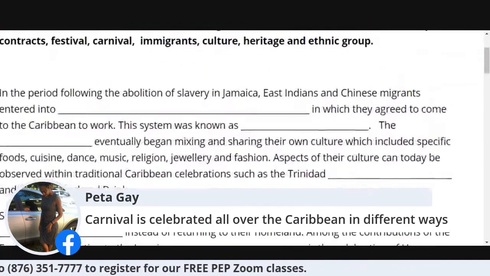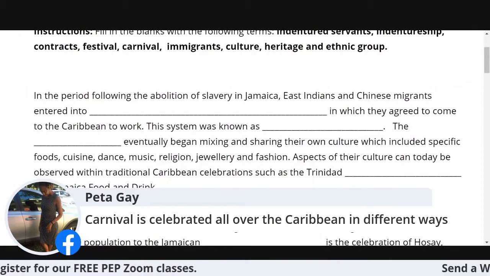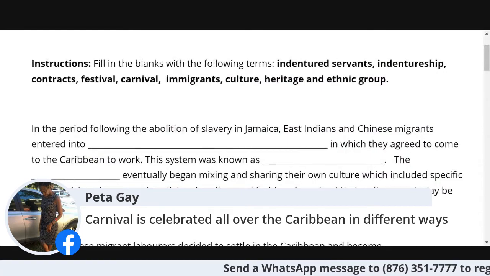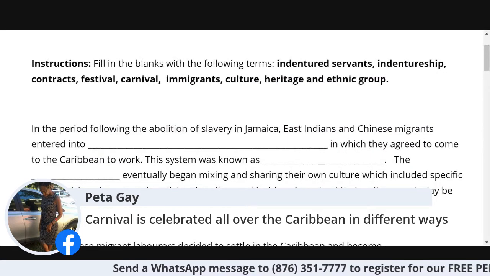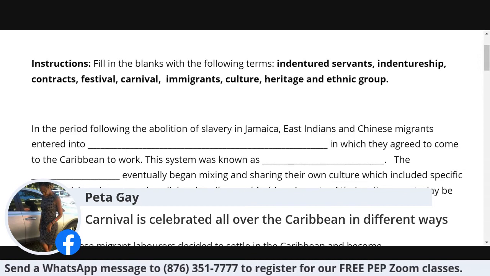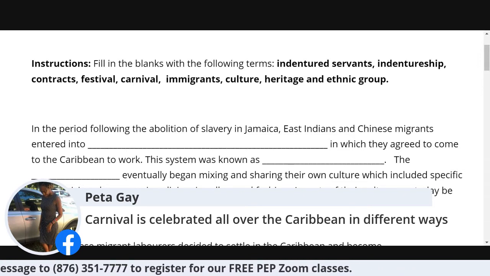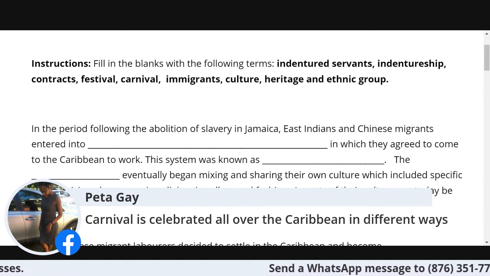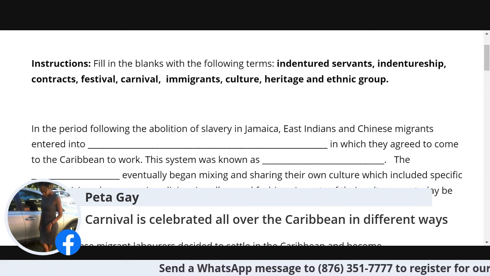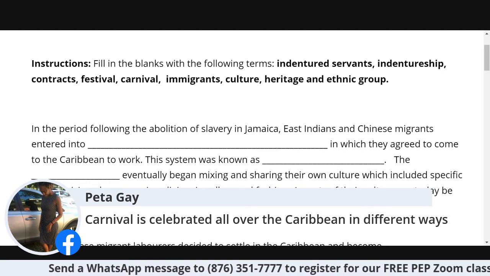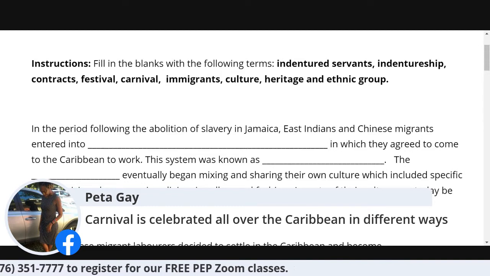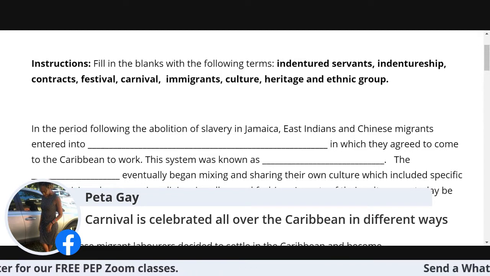All right, guys, so let's go. So we're using these terms: indentured servants, indentureship, contracts, festival, carnival, immigrants, culture, heritage, and ethnic groups. So we're going to start from the first one. In the period following the abolition of slavery in Jamaica, East Indians and Chinese migrants entered into what, in which they agreed to come to the Caribbean to work? This system was known as what? And the Dash eventually began mixing and sharing their own culture, which included specific foods, cuisine, dance, music, religion, jewelry, and fashion.